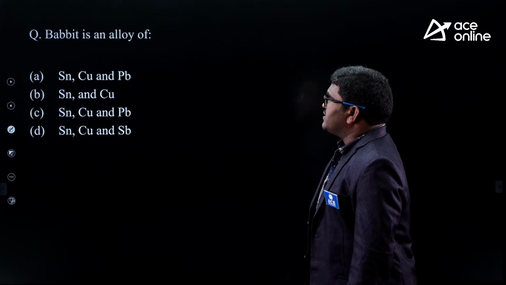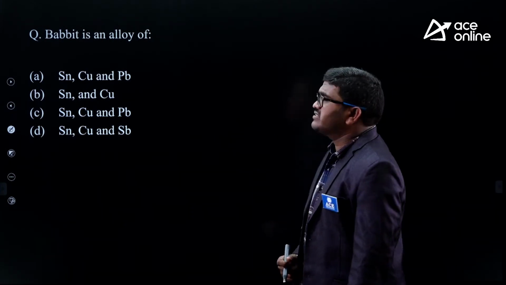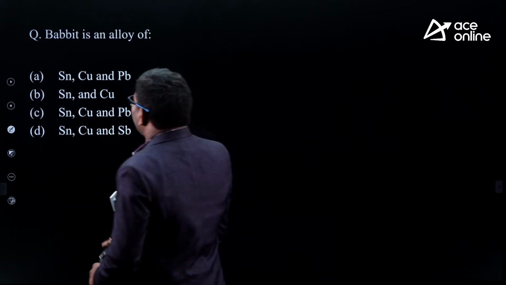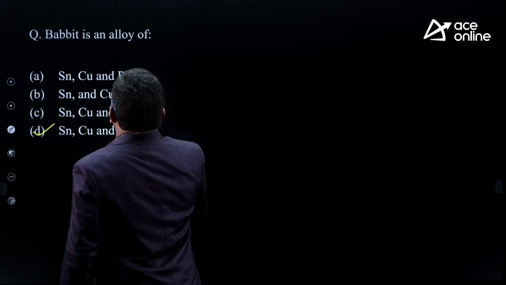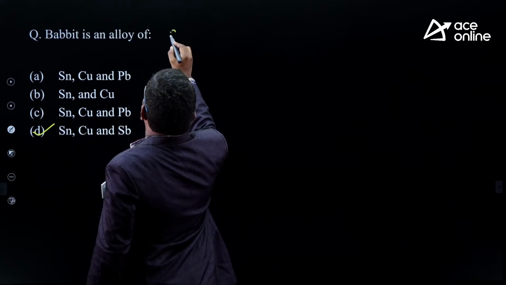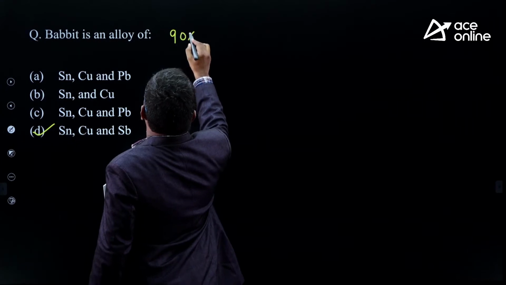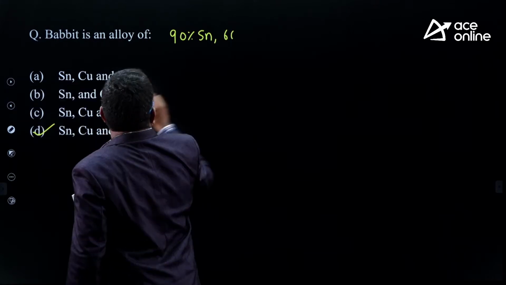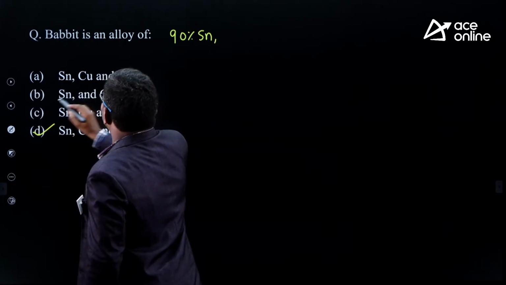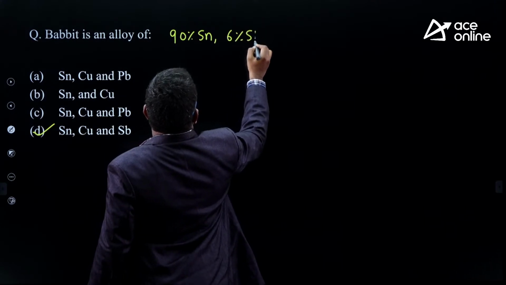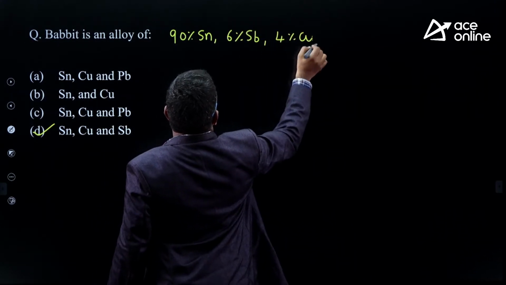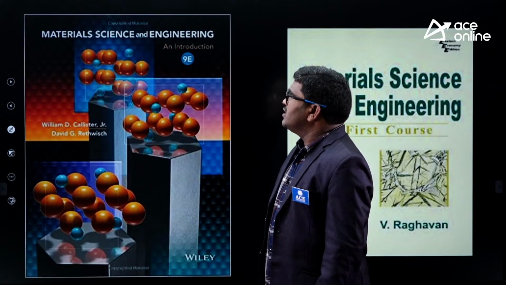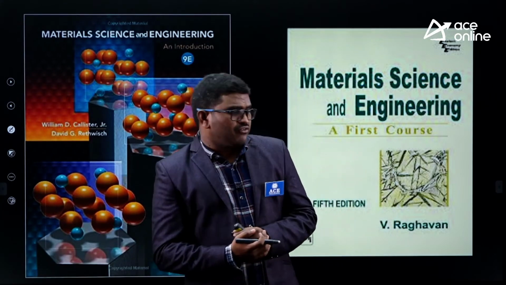Okay, right. And one more question: Babbitt is an alloy of, we can say, lead and tin. Babbitt is an alloy of copper, tin and antimony. Here, let us take 90% tin, 6% antimony and 4% copper. We can otherwise say it is a copper tin alloy. So the correct answer for this question is D. Okay, so this type of questions they will ask you in your exam.